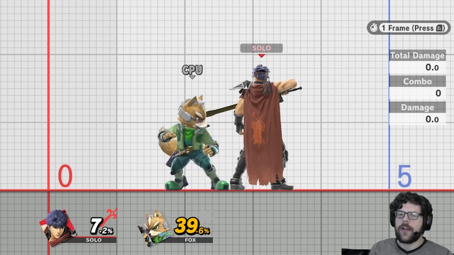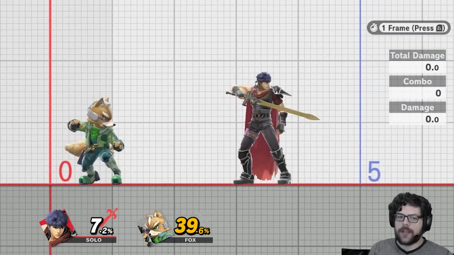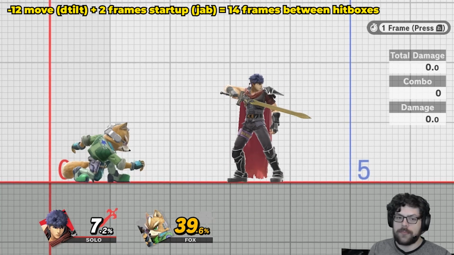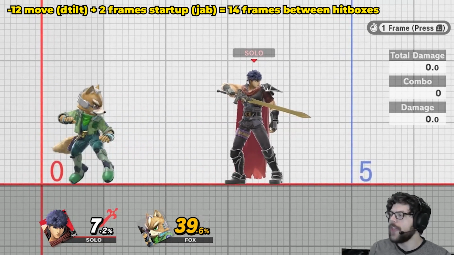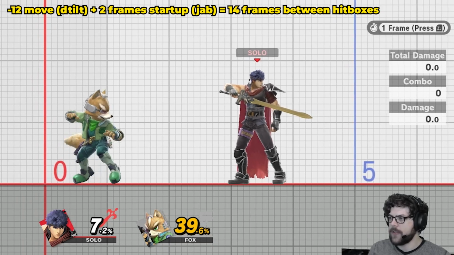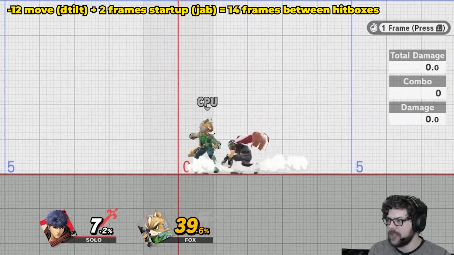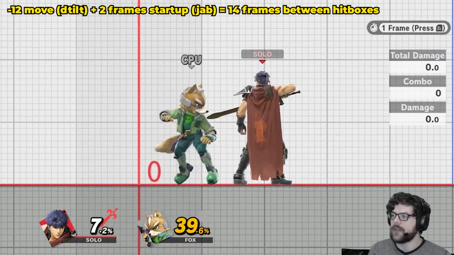However, if Fox does down tilt jab, again, there's 14 frames in between the two hitboxes. Ether is frame 15. I shouldn't be able to punish. However, the armor comes out on frame 5. So Ike can actually armor the jab if he thinks that someone is going to mash on his shield. And that's what makes Ether a potent out of shield option.